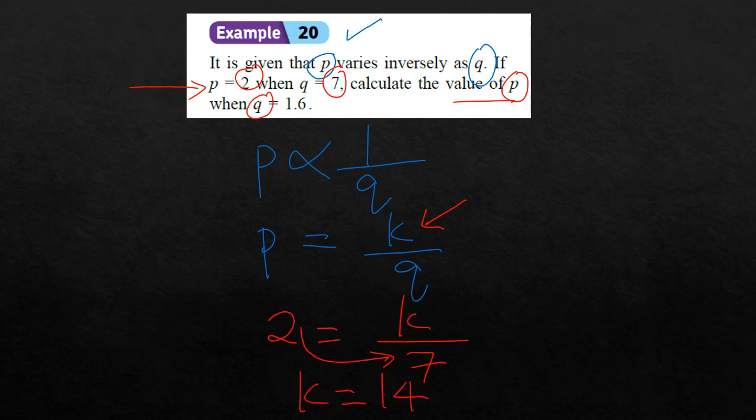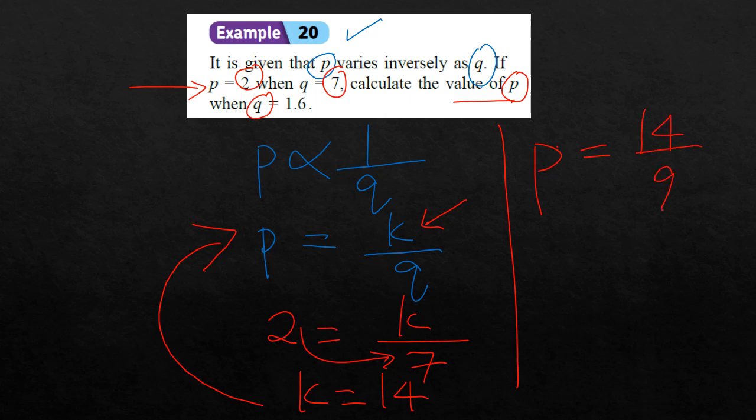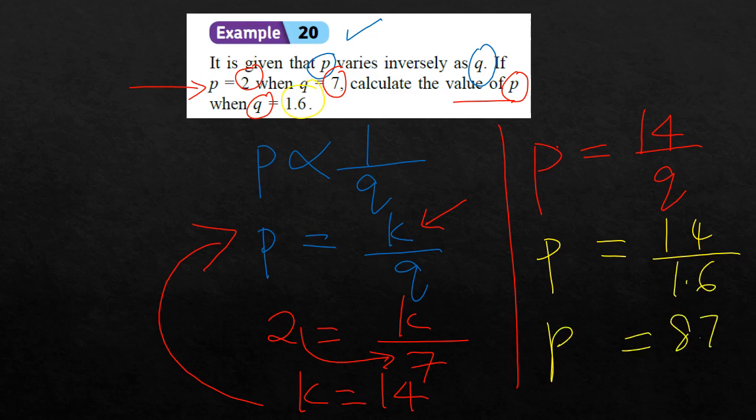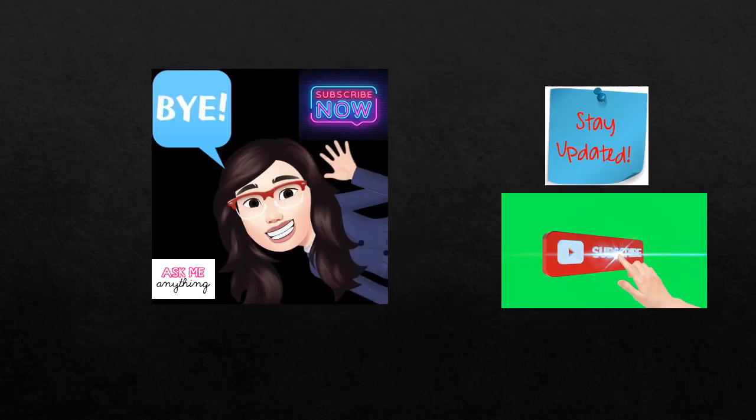Yeah, you just times 14. Then you substitute back in your equation. P equal 14 over Q. So now it will help you to find your P. Your P equal 14 over Q, Q is 1.6. So your P, you will get 8.75. Yeah, 8.75. Okay, class? Okay.